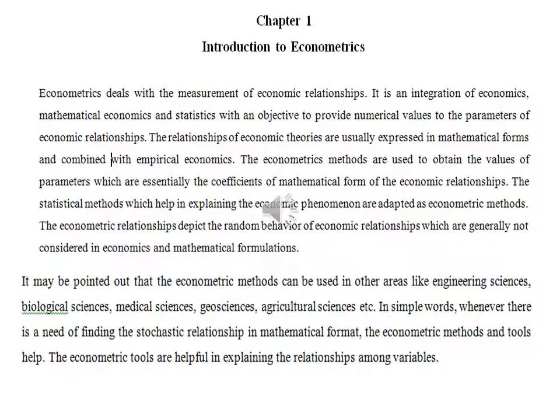The econometric relationships, despite the random behavior of economic relationships, are generally not considered in economic and mathematical formulation. It may be pointed out that the econometric methods can be used in other areas like engineering sciences, biological sciences, medical sciences, geosciences, agriculture science, and so on. In simple words, whenever there is a need of finding the stochastic relationship in mathematical format, the econometric methods and tools help. The econometric tools are helpful in explaining the relationship among variables.